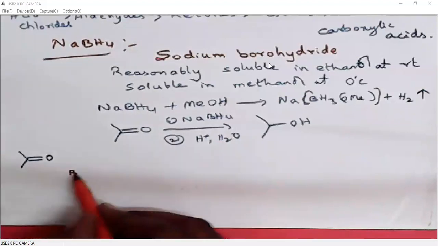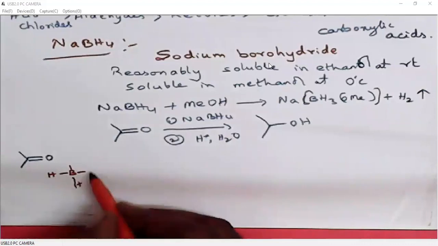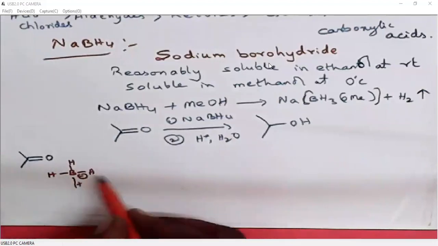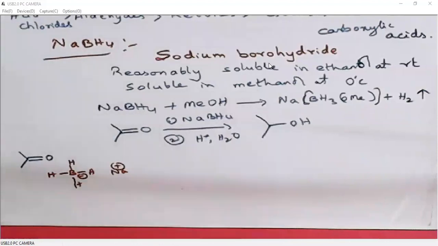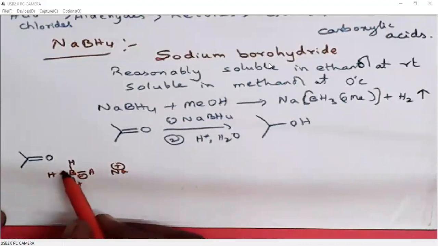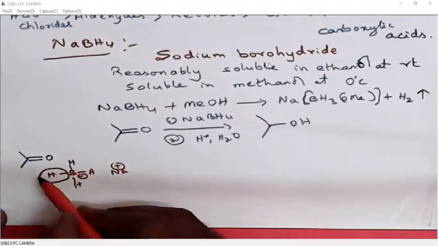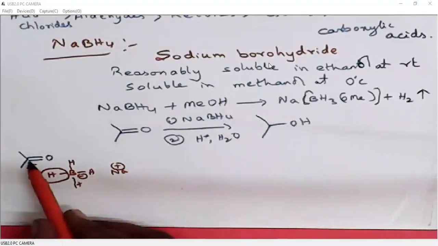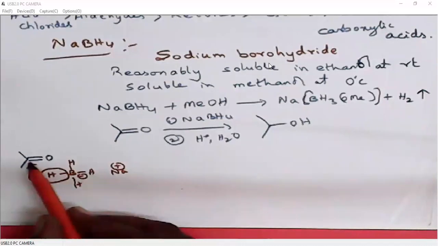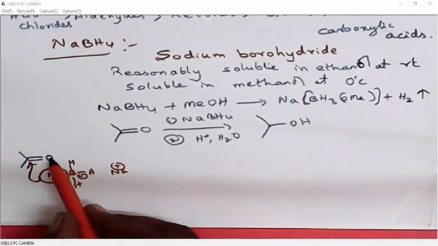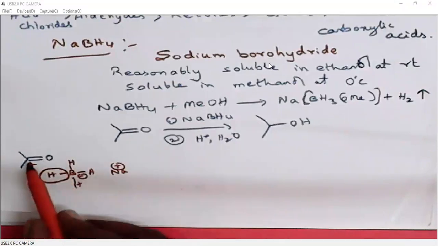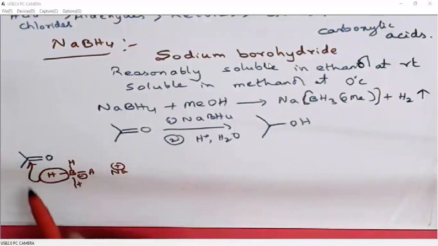The borohydride, BH4 minus Na plus, is an H minus source. That means hydrogen along with its bond pair of electrons, the hydride ion, will be attacking the electrophilic carbonyl carbon. In a carbonyl, oxygen is more electronegative, so oxygen is partially negative and carbon is partially positive. So carbon is electrophilic in nature, and H minus, hydride, is nucleophilic, so it will add to the carbonyl carbon.